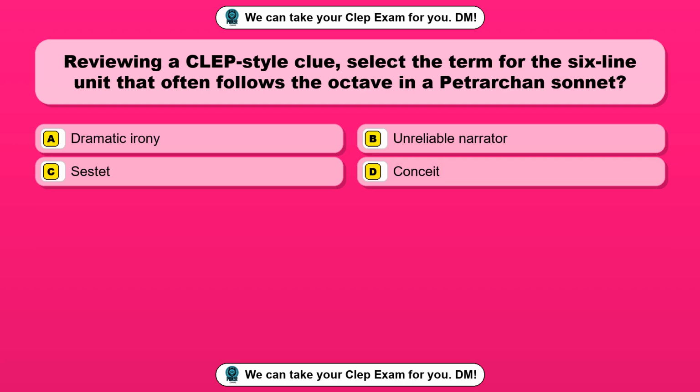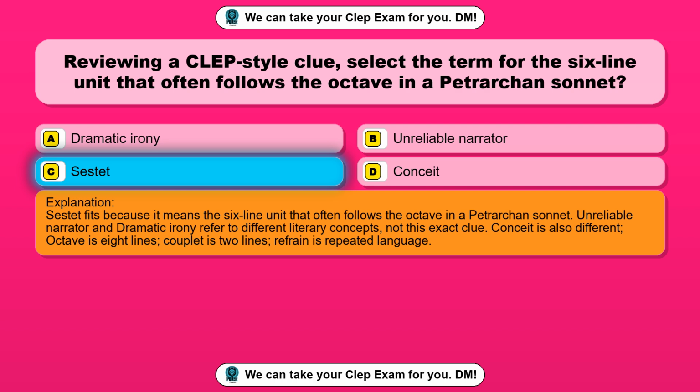Question 68. Reviewing a CLEP-style clue, select the term for the 6-line unit that often follows the octave in a Petrarchan sonnet. Option A, dramatic irony. Option B, unreliable narrator. Option C, sestet. Option D, conceit. The correct answer is option C, sestet.